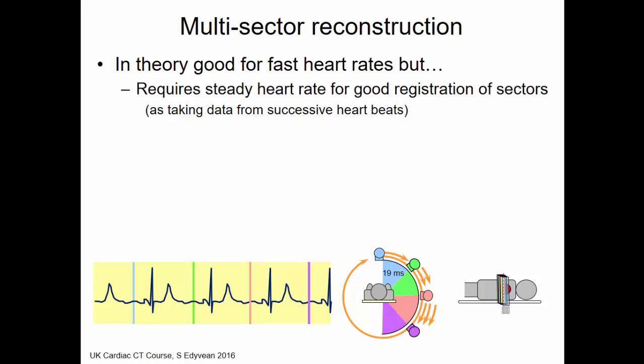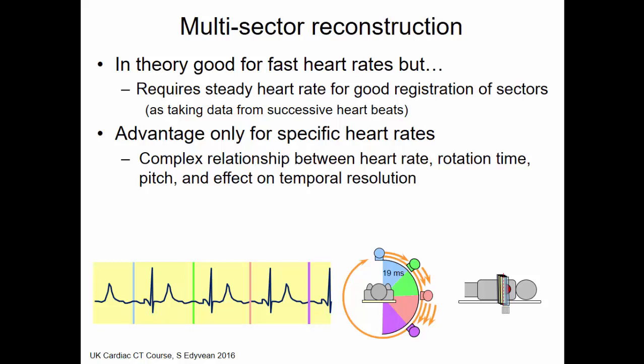So in theory, multi-sector reconstruction is good for fast heart rates, but it requires a steady heart rate for good registration of sectors. And the advantage is that it's only for specific heart rates, and there's a very complex relationship between the heart rate, rotation time, the pitch, i.e. how fast the couch is moving, and the effect on temporal resolution.